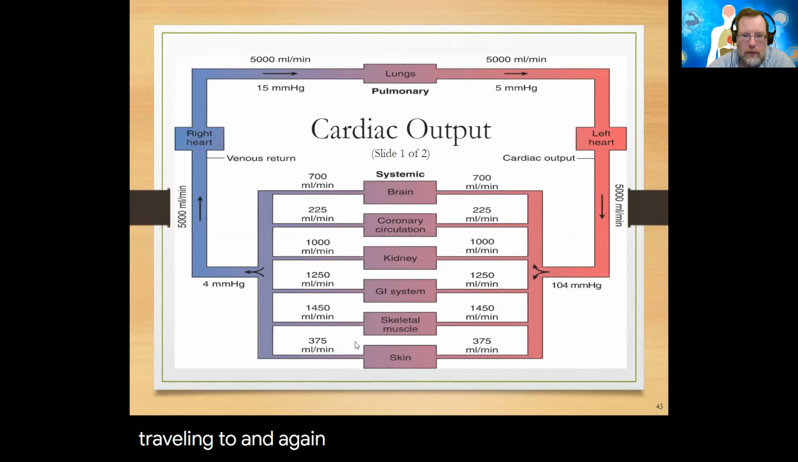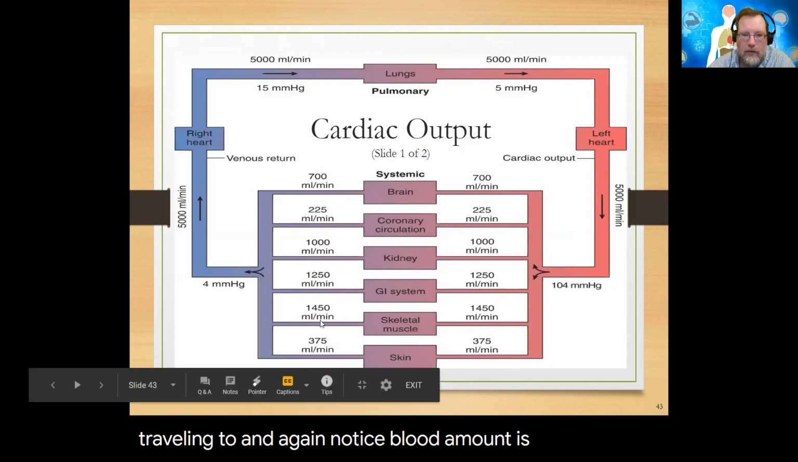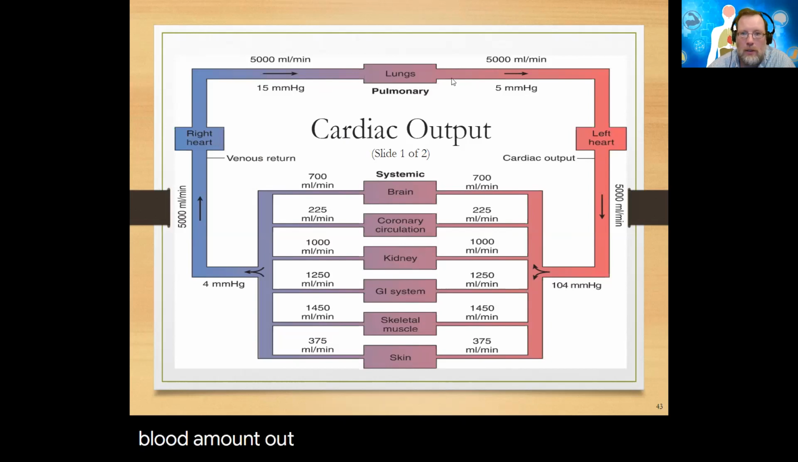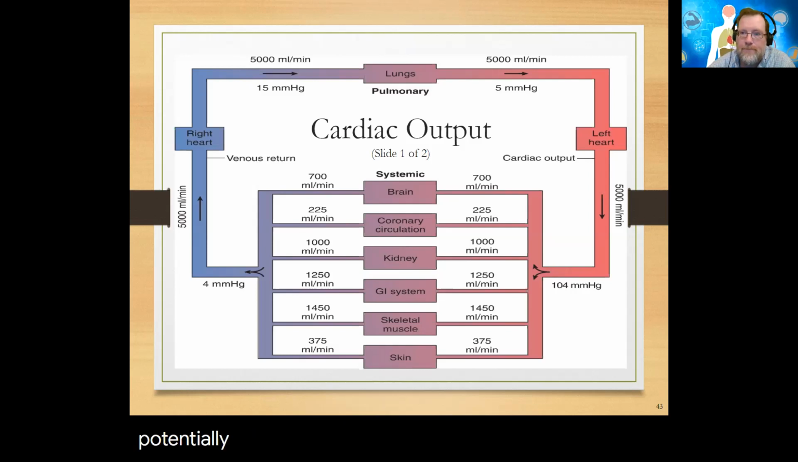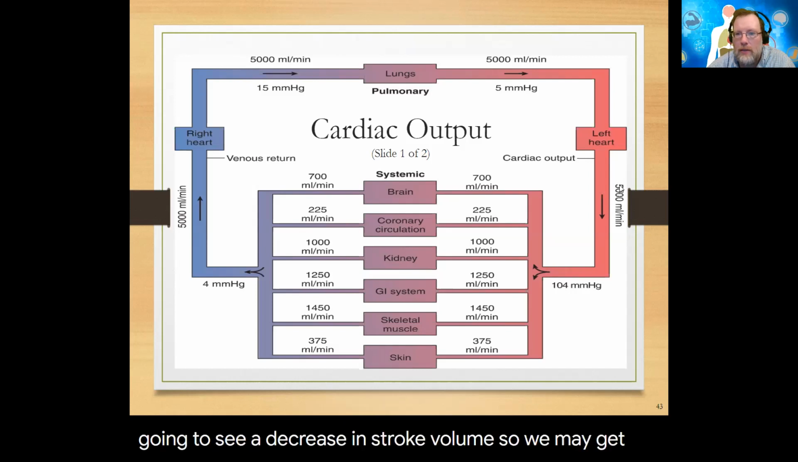And again, notice blood amount in should equal blood amount out. So cardiac output is maintained at about 5 liters per minute. Again, exercise, it's going to go up potentially. But the idea, really, like I say, is if heart rate goes up, we're going to see a decrease in stroke volume. So we may maintain this.